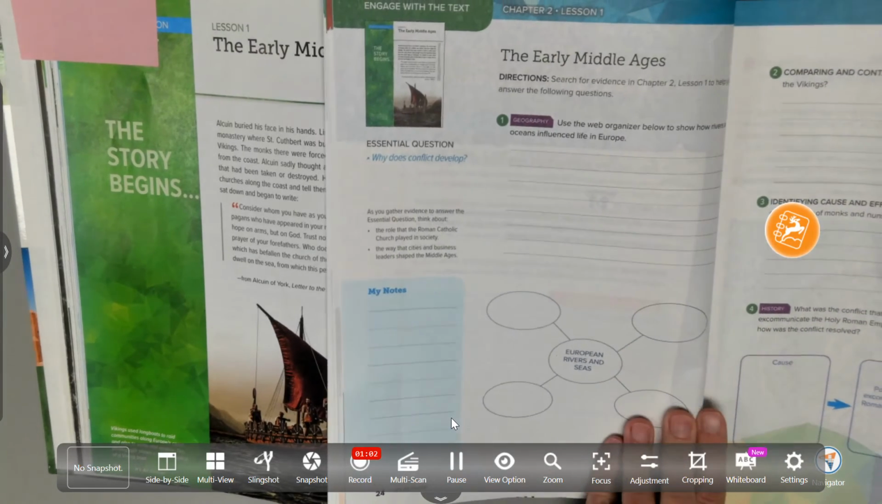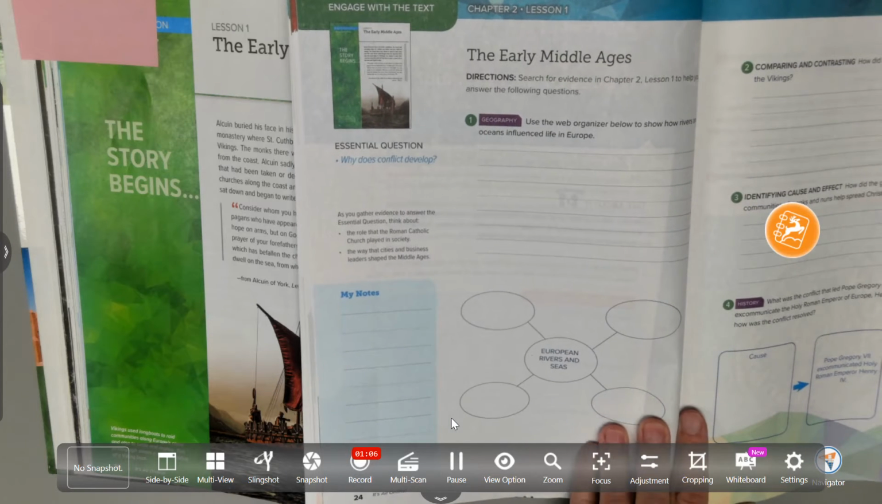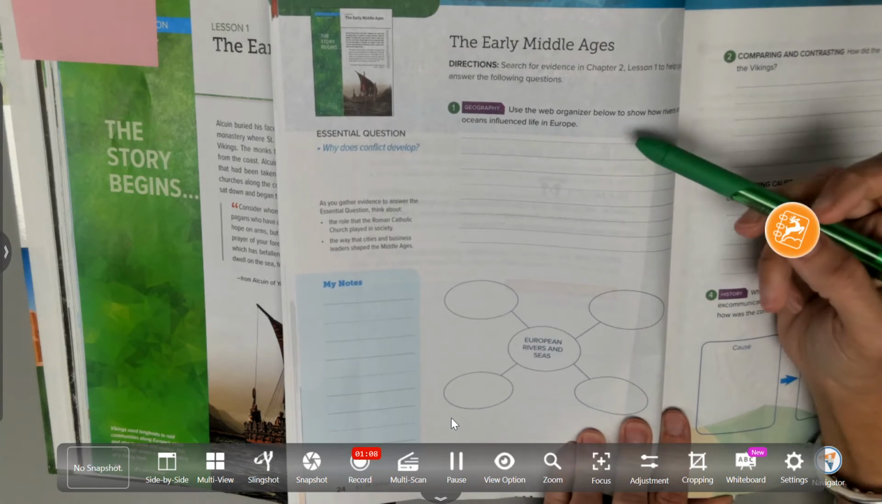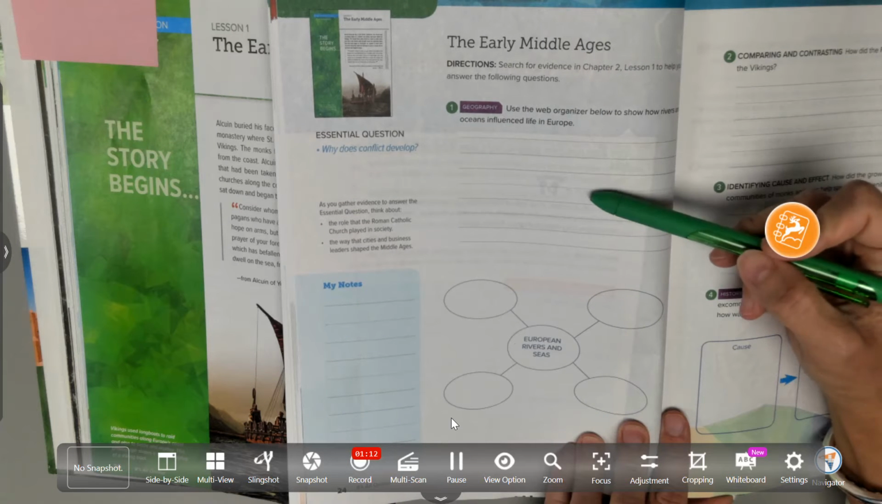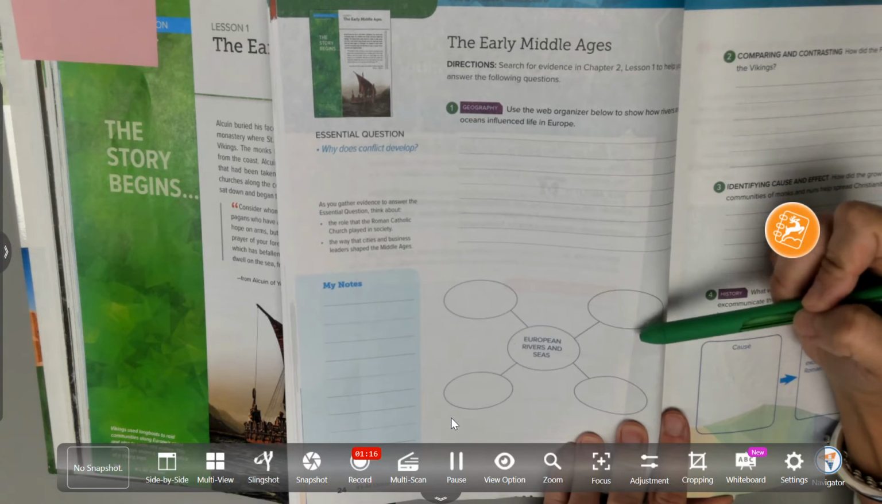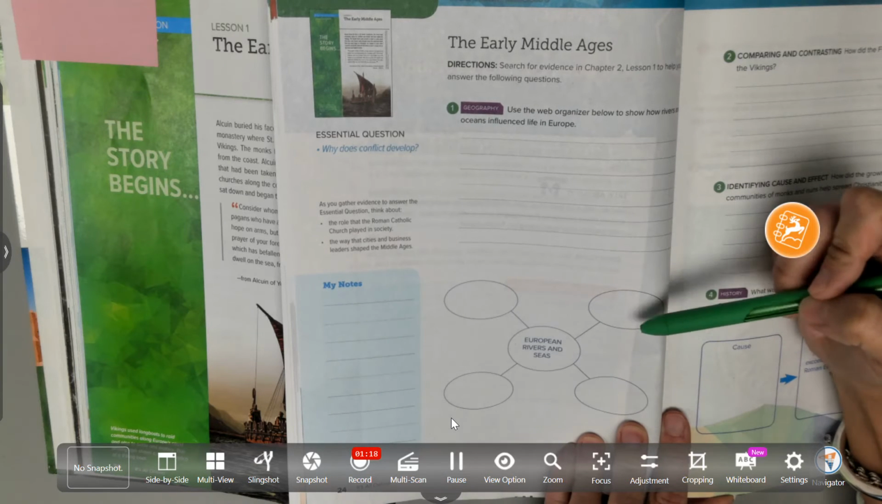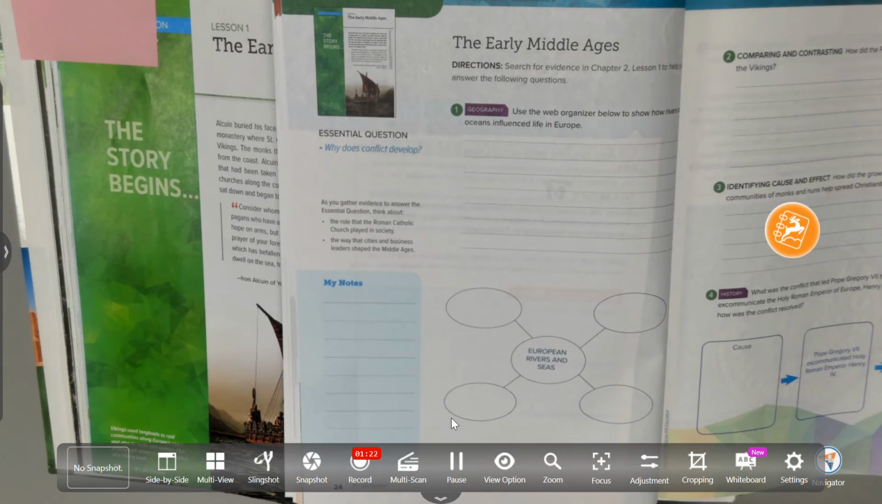Use the web organizer below to show how rivers and oceans influence life in Europe. Now, you did not have to put answers here and here. Some people chose to put their answers up here in the blanks because the ovals were too small, and then some people chose to just put their answers down here, and then some of my students chose to do both. It doesn't matter. I'm just going to go over one with you.